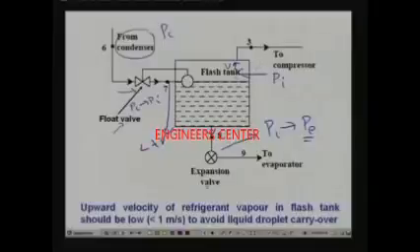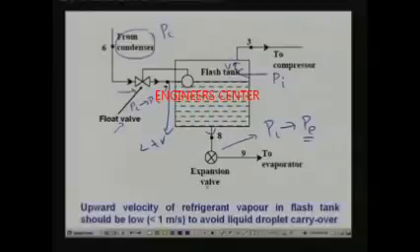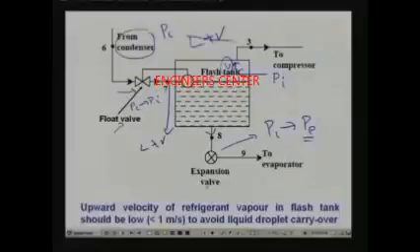Normally you may have to insulate this if the temperature is lower than the surroundings. Typically this kind of float valve is known as a low side float valve because it maintains the liquid level on the low pressure side. One important requirement here is that the vapor going out of the flash tank should not carry any liquid. That means this has to be only pure vapor. It cannot be liquid plus vapor.